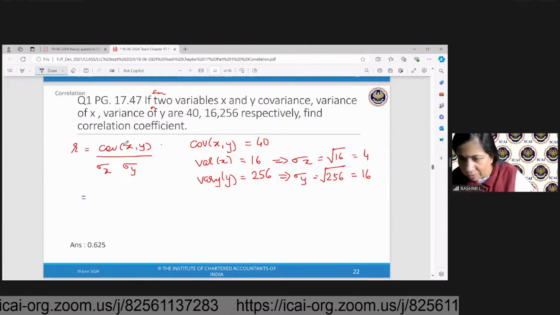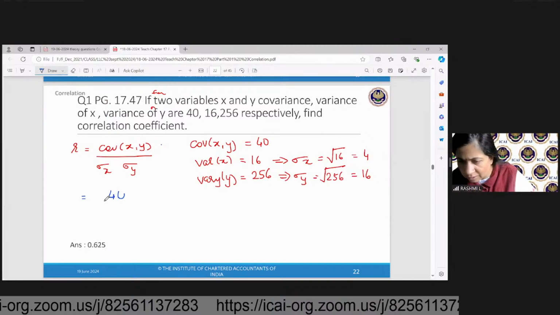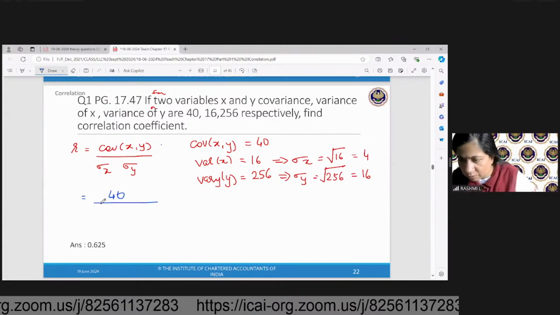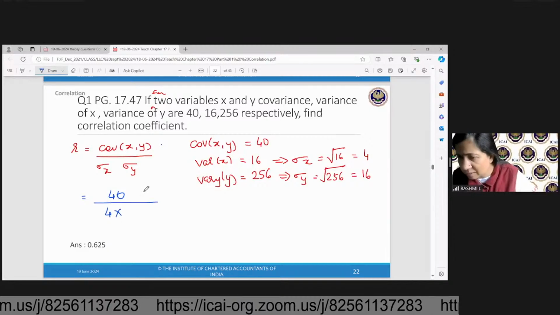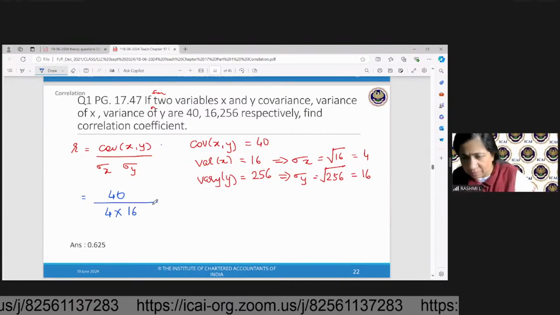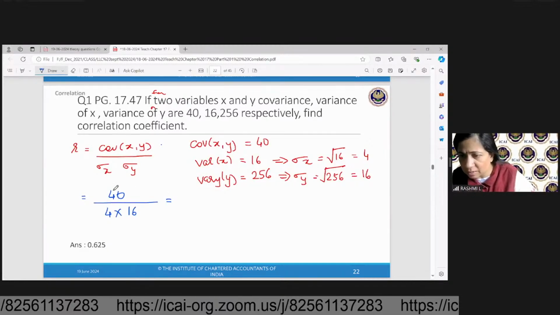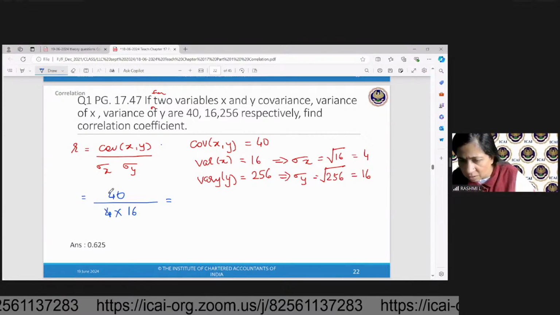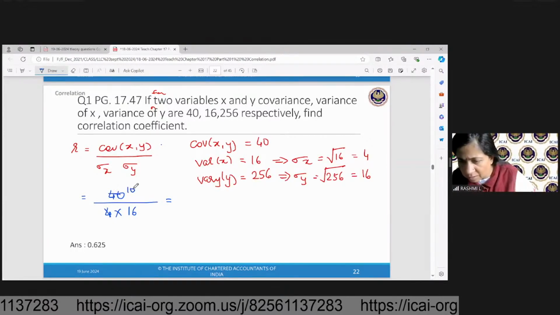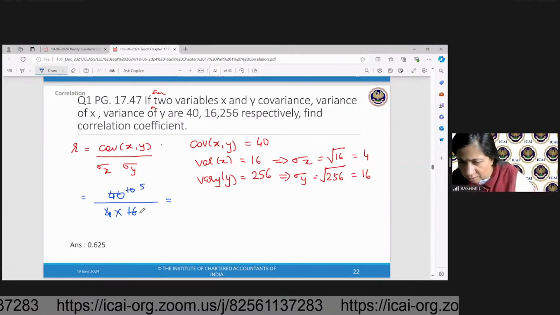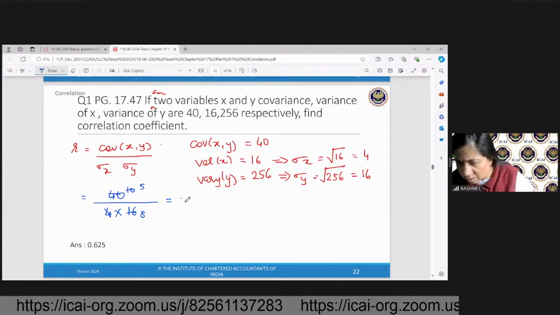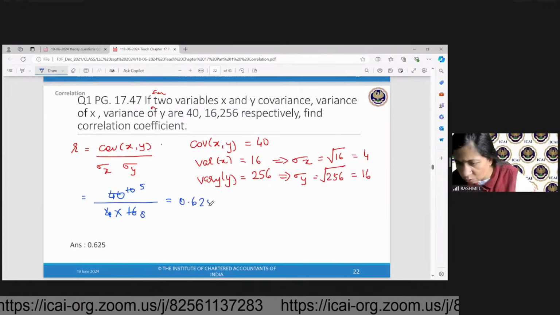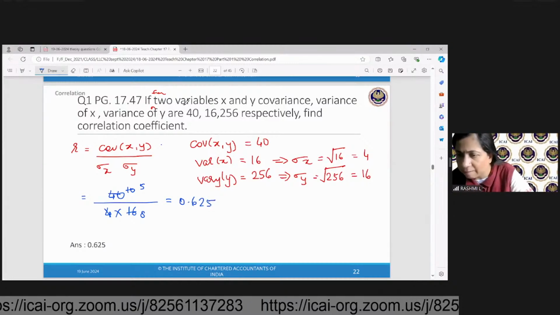So, I have the value of covariance as 40. Sigma x is 4 and sigma y is 16. So, how much is this? 4 tens are 40, 4 fours are 16, so 40 upon 64, which is 0.625. Okay.